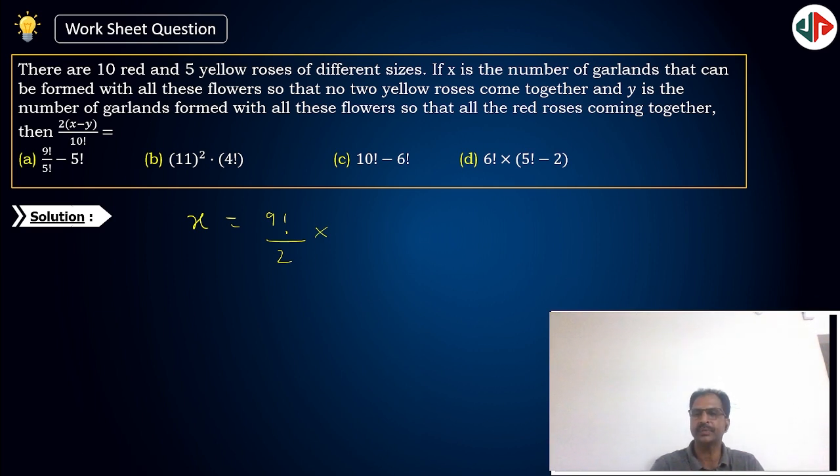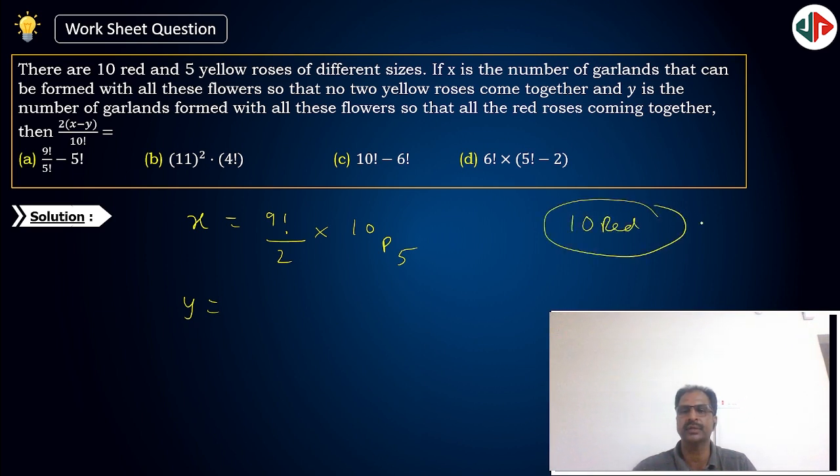Since no two yellow roses come together, first arrange 10 red roses in the form of a garland in 9 factorial by 2 ways. And now there are 10 gaps between them for 5 yellow roses, which can be filled in 10 P5 ways. So between 10 red roses, there will be 10 gaps in the circle. So 10 P5. Next, what is y? Number of garlands formed with all these flowers so that all red roses come together. All red roses come together means consider 10 red roses as 1 unit and 5 yellow roses as 5 units. 6 units around in the form of a garland, 5 factorial by 2, and 10 red roses among themselves can be arranged in 10 factorial ways.